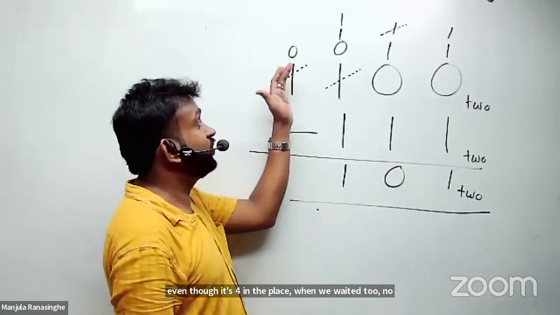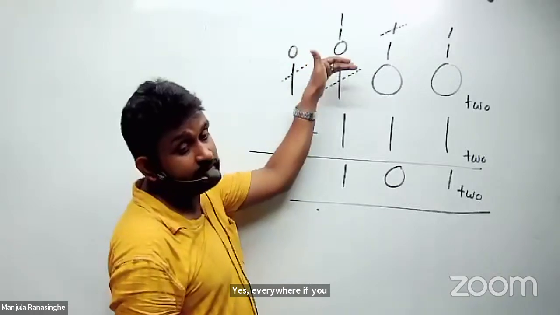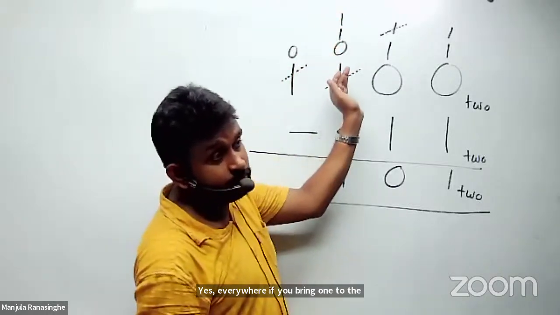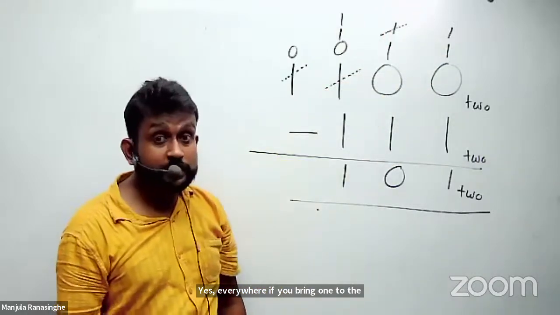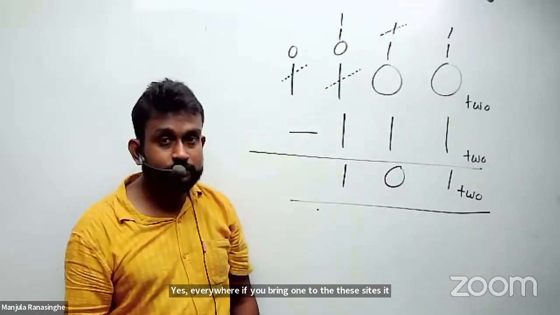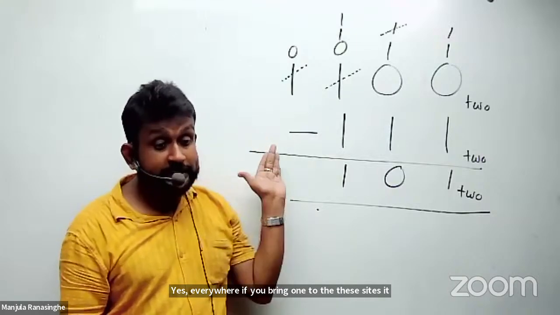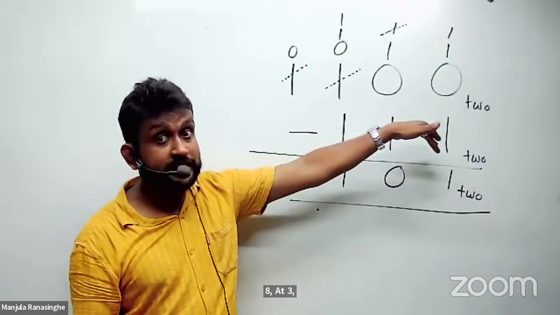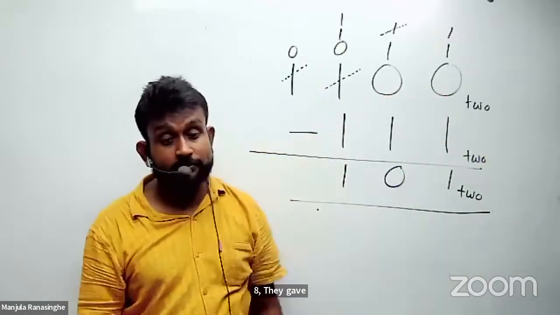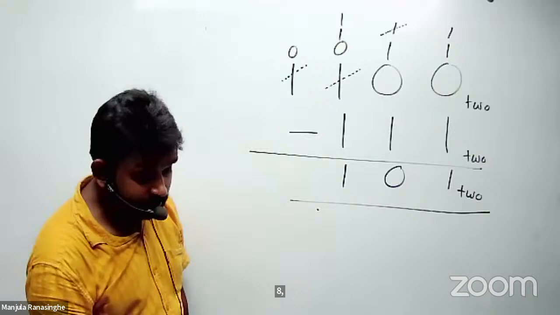So even though it's 4 in the place value, we take 2, no? Yes. Everywhere, if you bring 1 to the other side, it denotes as 2. You know, I explained why it happened based on the place value. One 8 is two 4s. One 4 is two 2s. One 2 is two 1s. Right.